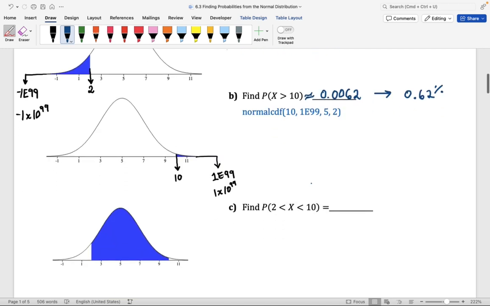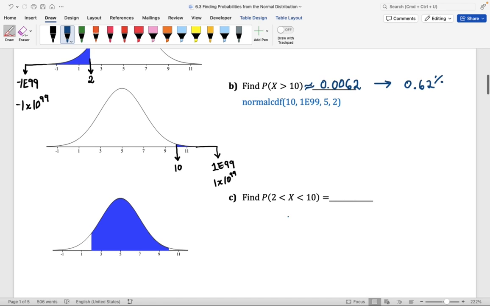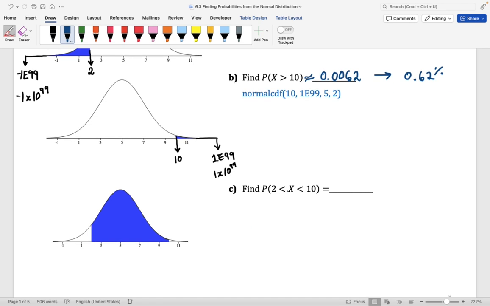Now, what if you want to find the probability of x being between two values? That is the area under the curve between two values. In part C, you're being asked to find the probability of x being between 2 and 10. That means find the area between x equal to 2 and x equal to 10. And perhaps we can do this a little bit faster. Our lower bound in this case is 2. Our upper bound is 10. The mean is 5. And the standard deviation is 2.